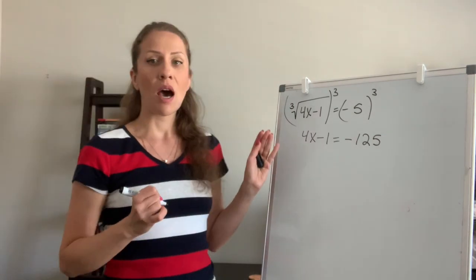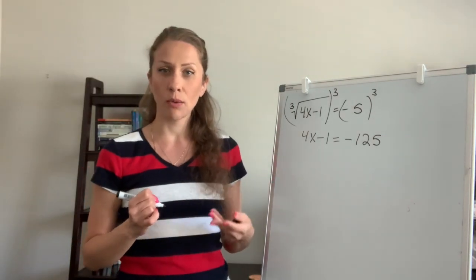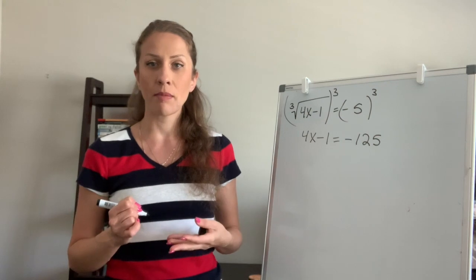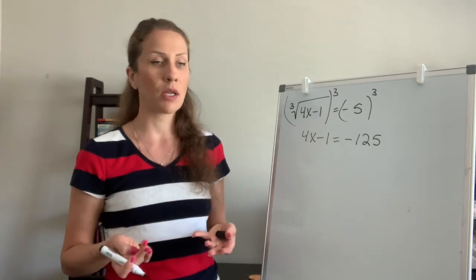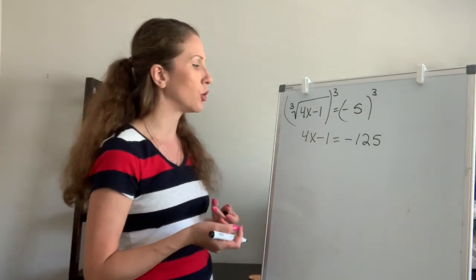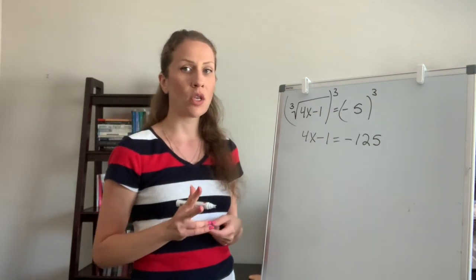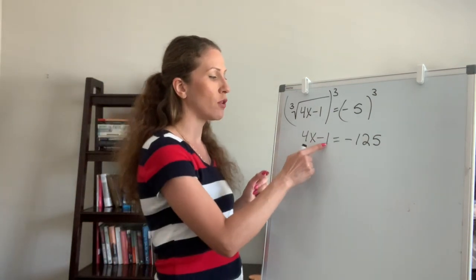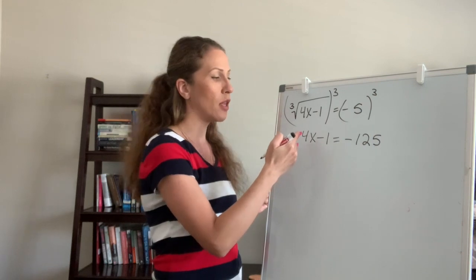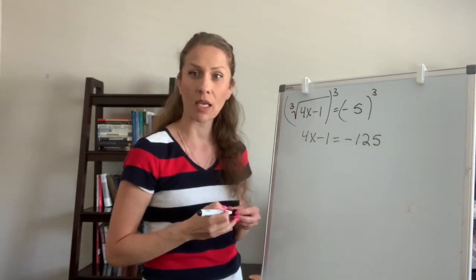This step helps us remove the radical, the cube root, but now we have to get x by itself, which is the whole point of solving the equation, of finding out what x is equal to. So here I need to do two things to get my x by itself. First of all, remove this minus 1. Since it's minus 1, I'm going to place it to the right side and make it a plus 1.